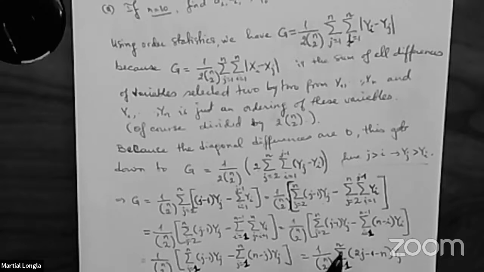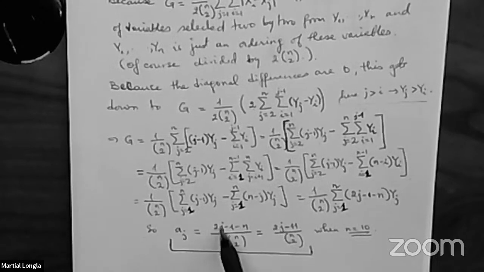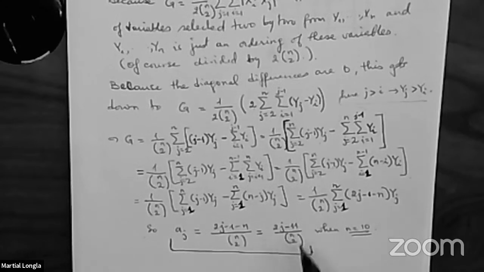And now I have a sum j from 1 through n, j from 1 through n. So I just need to subtract the two things that are there. And that gives me 2j minus 1 minus n. And therefore, you get aj equals 2j minus 1 minus n over n choose 2, which is 2j minus 11 over n choose 2. And if you want to plug in n equal 10, you will see what the aj's are equal to.